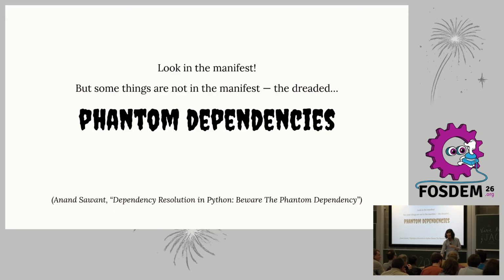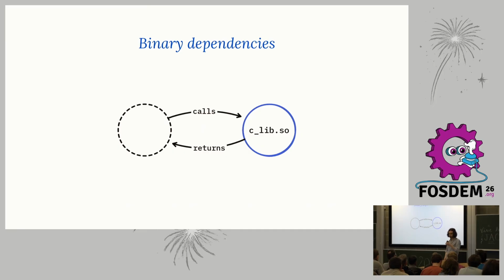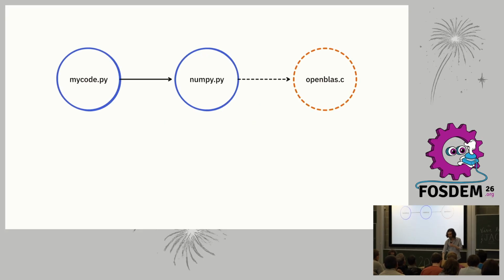So that's a problem. There are different kinds of phantom dependencies. I'm going to talk about one kind, which is binary dependency. This is when you have something that calls into a dynamic library, which is usually written in C, and this kind of dependency is usually not recorded. For example, you might have some Python code, and your Python code depends on NumPy, but NumPy depends on OpenBLAS.